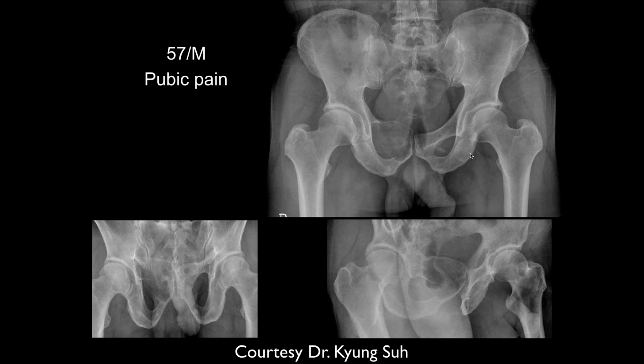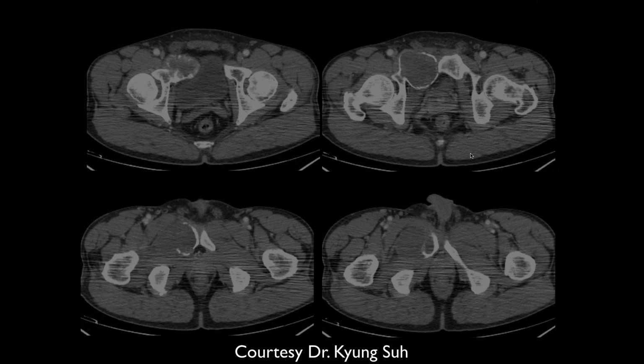yeah, it would be low down in the differential. Okay. So 57-year-old male with pubic pain. There is an expansile lucent lesion within the inferior pubic ramus, and it has some ground glass attenuation, ground glass density to it.